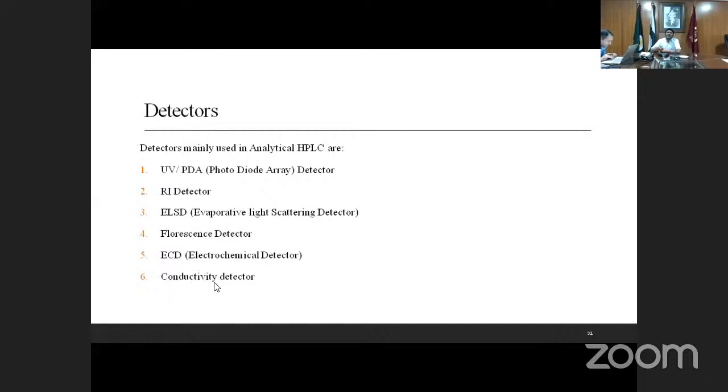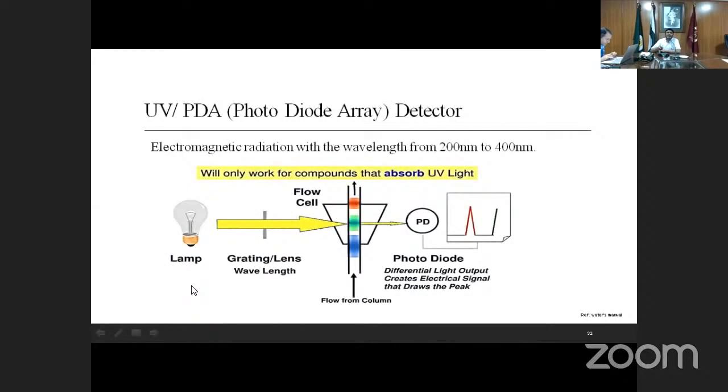The conductivity detector can be used for the analysis of ions. For example, chloride, bromide, nitrite, and sulfate ions can be analyzed with this conductivity detector. This is generally called ion chromatography, which is also a kind of HPLC. This is the flow diagram of the UV detector: light, monochromator, then the signal appears on the computer. This is the typical diagram of the UV or PDA detector.